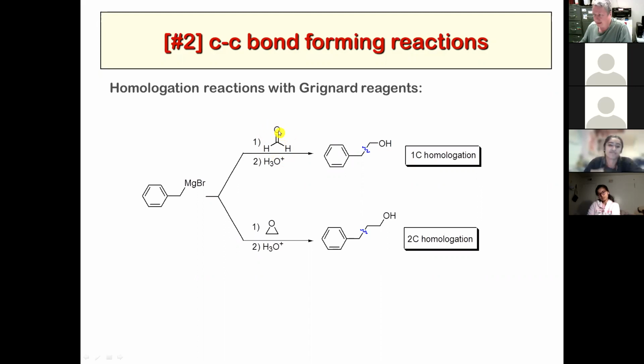And of course, how many carbons are here? This is 7, right? 6 plus 1 is 7. So 7 plus 1 should be 8. Do we have 8? 6, 7, 8. Yeah, 8. So you can double check your math there.